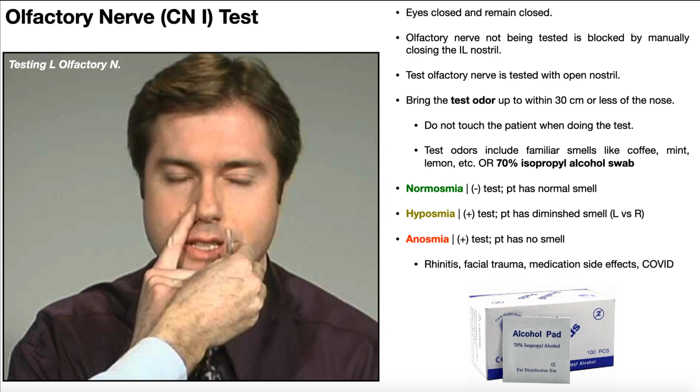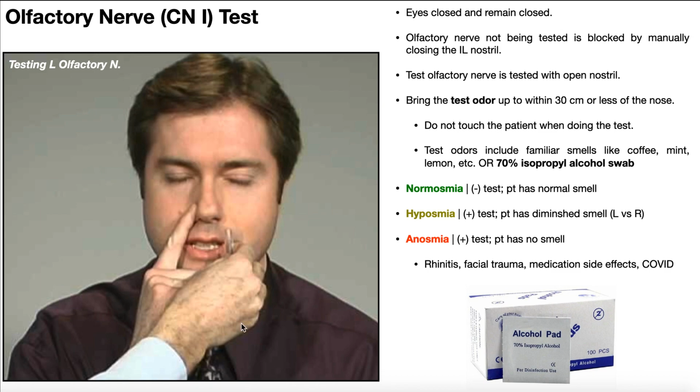We're going to test the left side, and we're also going to test the right side. This setup right here is for testing the patient's left olfactory nerve. You'll notice here that his eyes are closed and must remain closed for the entirety of the test. The olfactory nerve that's not being tested, that nostril is manually blocked. So the patient has his finger blocking the right nostril. Therefore, we are not testing the function of the right olfactory nerve. And the test olfactory nerve is tested with the open nostril. So his left nostril is open, testing the left olfactory nerve.